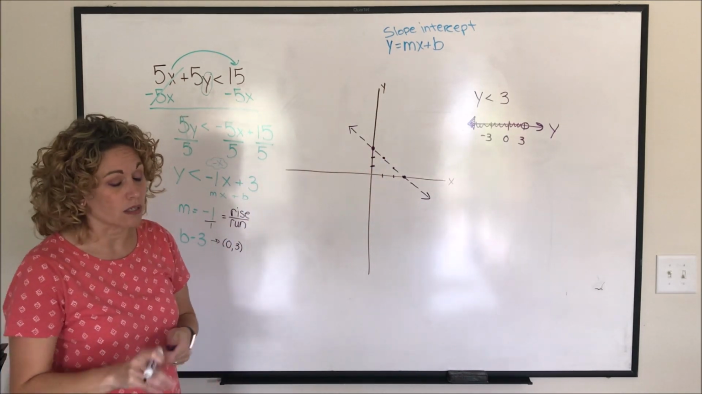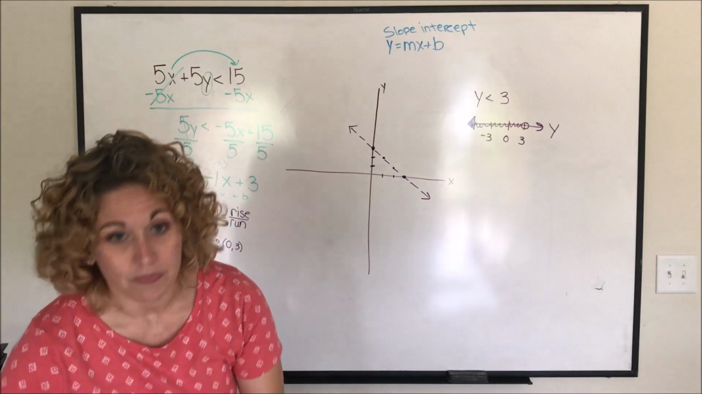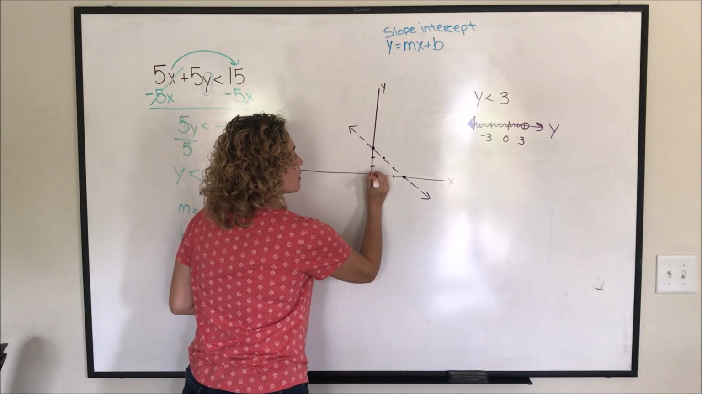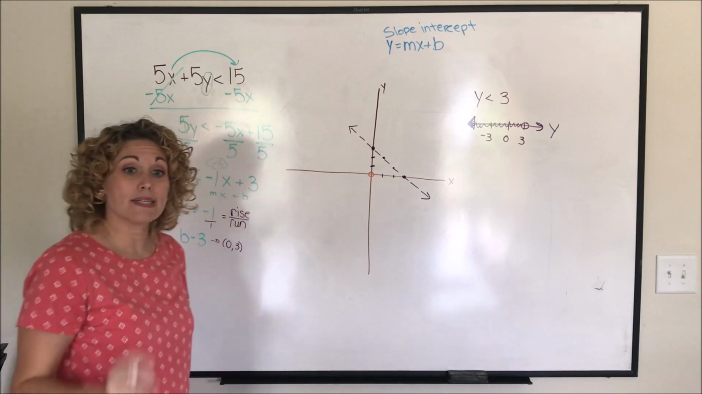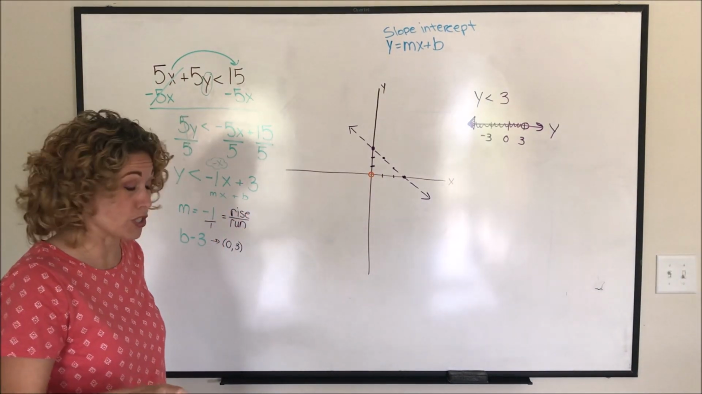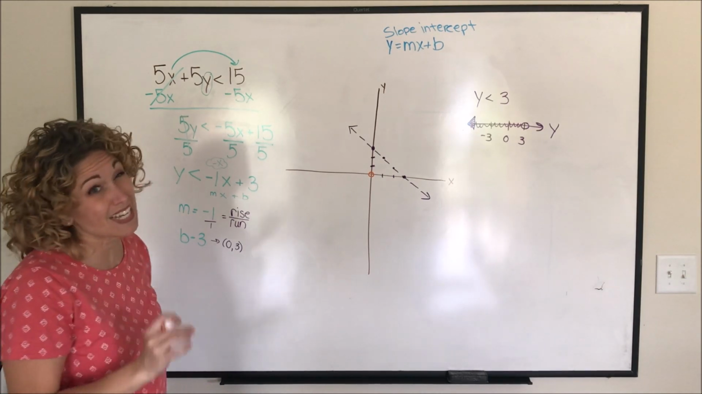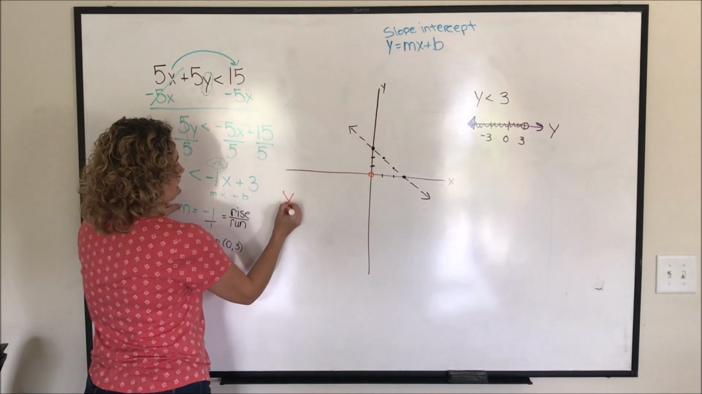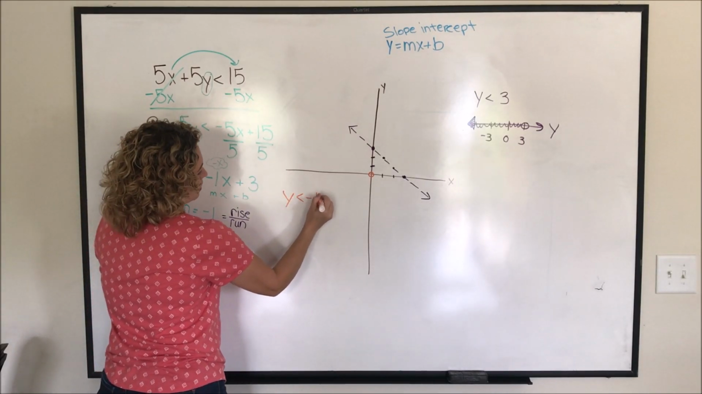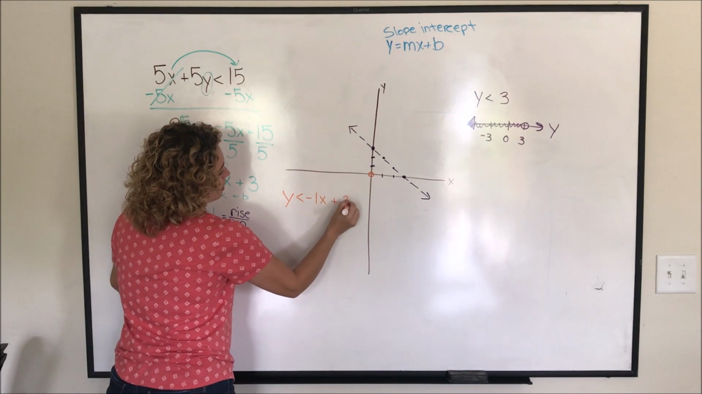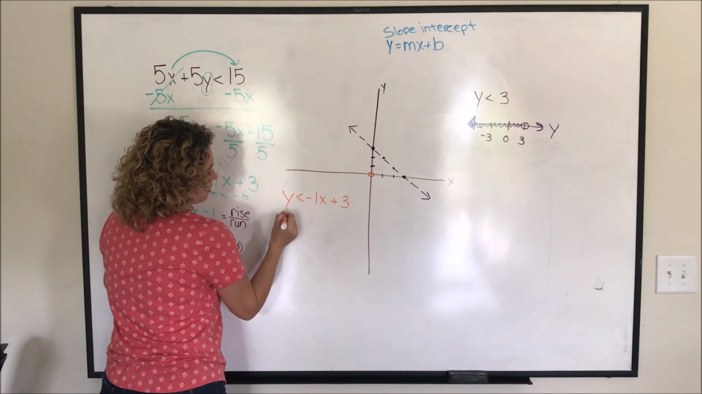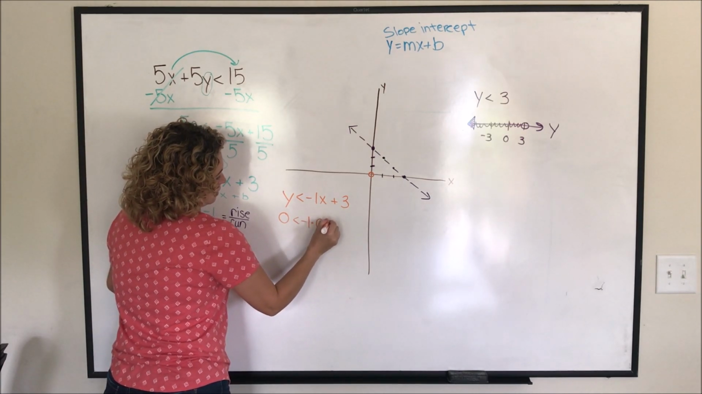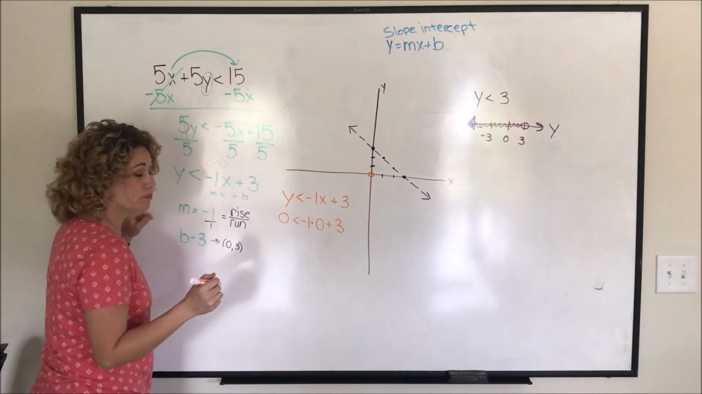But where do we color? So let's see. Do you see how my line does not pass through the 0, 0 point? As long as it doesn't pass through the 0, 0 point, the origin, you may use 0, 0. If it does, you've got to pick another number. Okay? So this problem says y is less than negative 1x plus 3. And what we're going to do is we're going to put in 0 for our y and 0 for our x, and see if this is true.